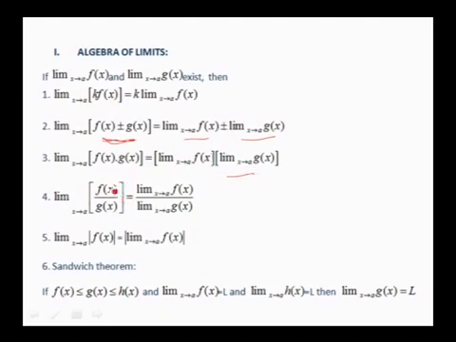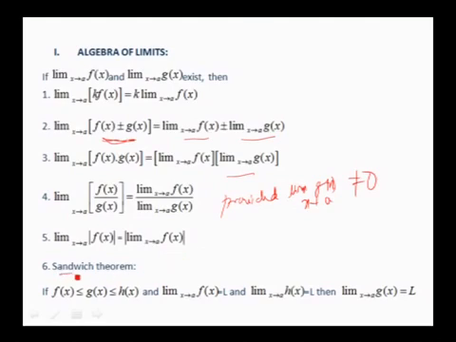If you have limit of f(x) by g(x) as x tends to a, then you can write it as limit of f(x) as x tends to a over limit of g(x), provided, of course, limit of g(x) as x tends to a is not equal to 0. Denominator should not be 0. And limit of mod f(x) is modulus of limit of f(x). You can take that modulus outside and write that in this form.